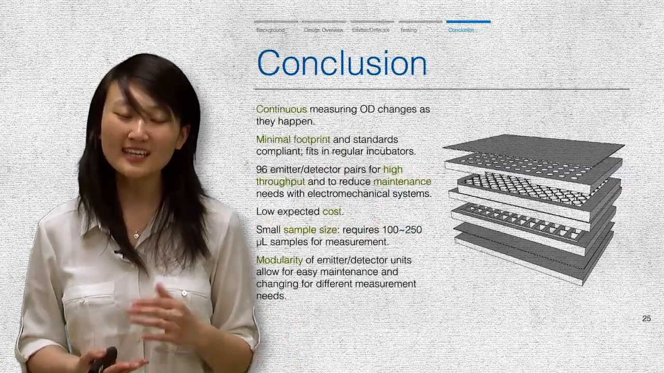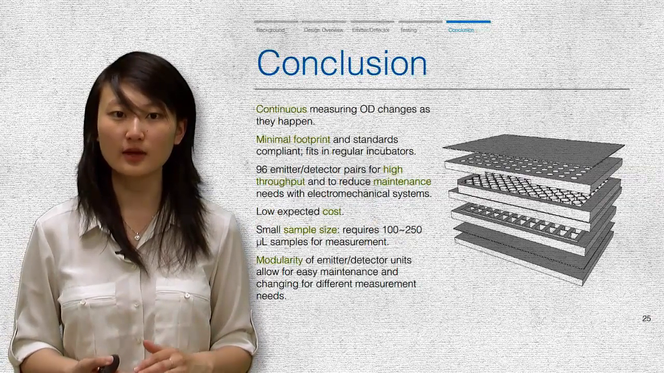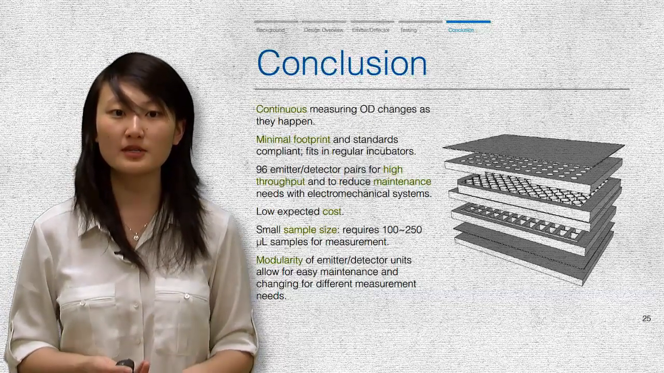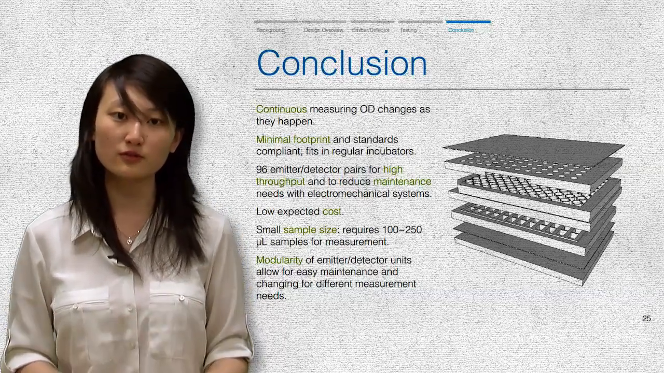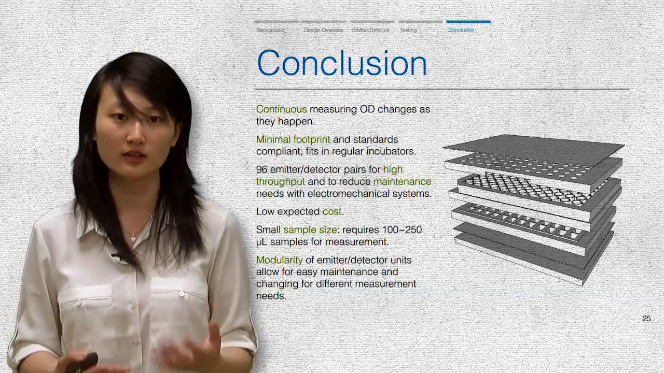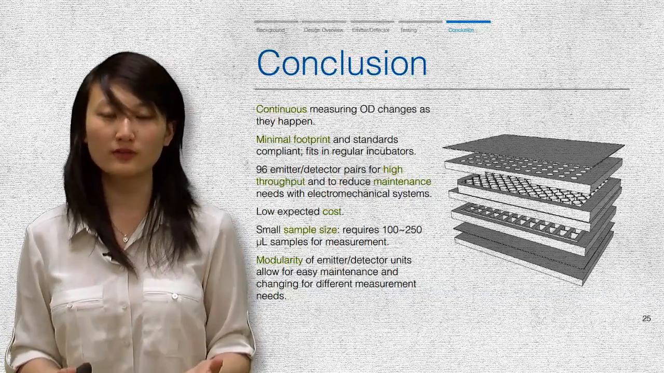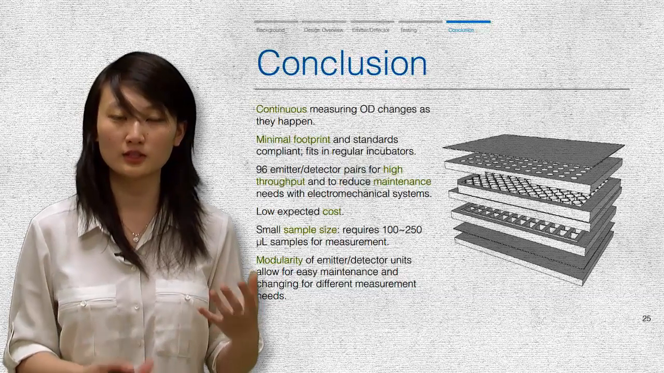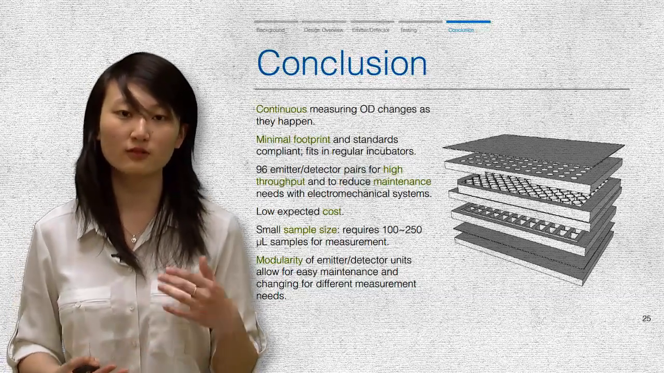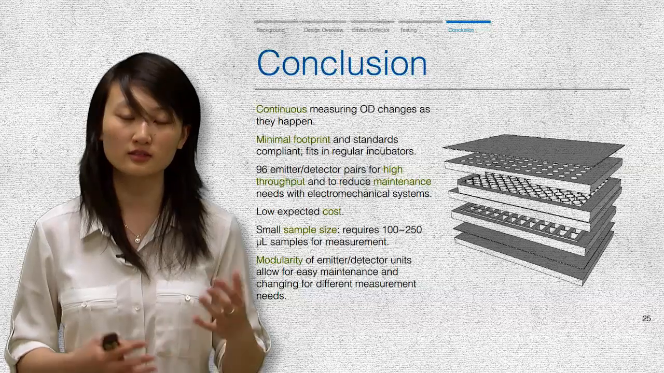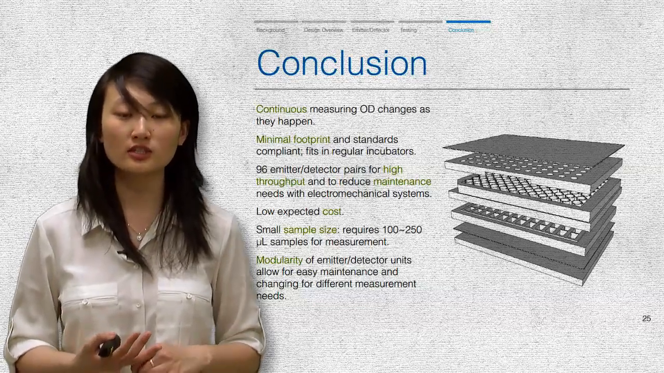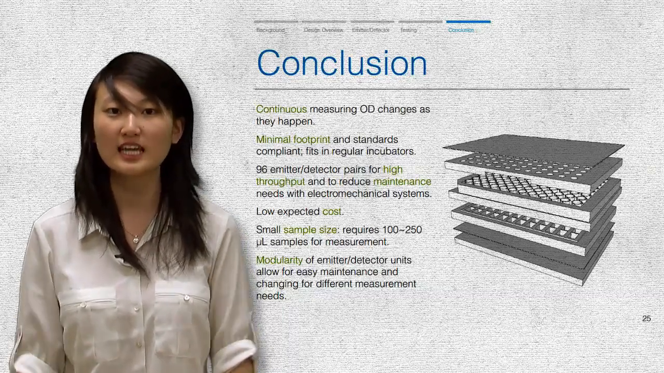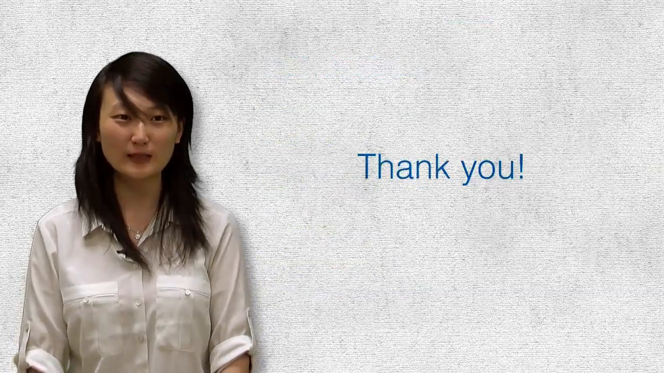And so, in conclusion, the device that we've currently built is able to continuously measure optical density changes as they happen. It will be of a minimal footprint, such that it is able to fit in a regular incubator. It will be very high throughput and will require very low maintenance with minimal electromechanical systems. It is expected to have a very low cost of around under $1,000 easily. And in addition, it requires very small sample sizes, and it's very modular for any different type of experimental need. And that concludes my thesis presentation, so thank you.